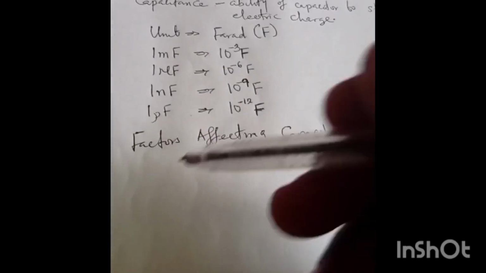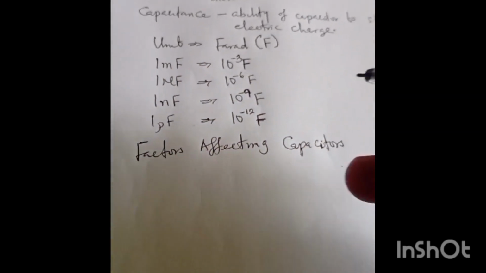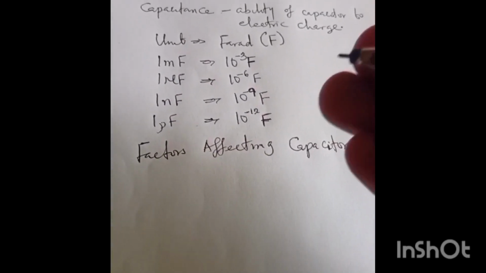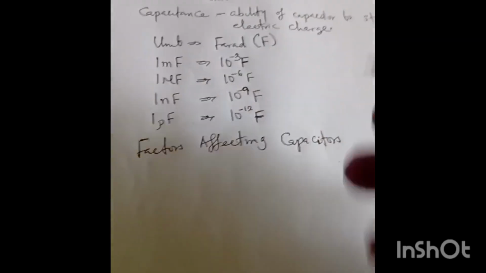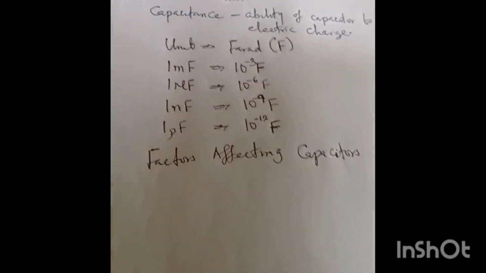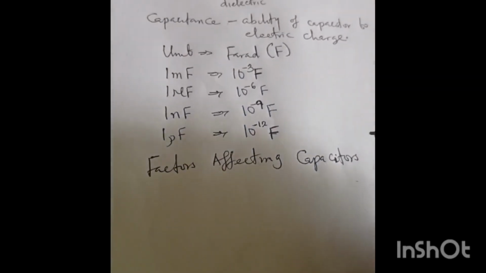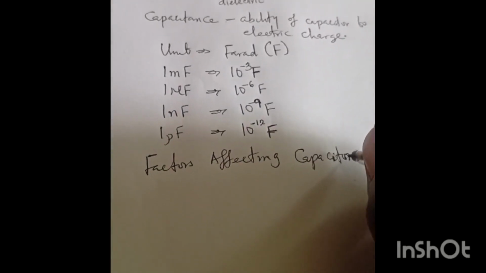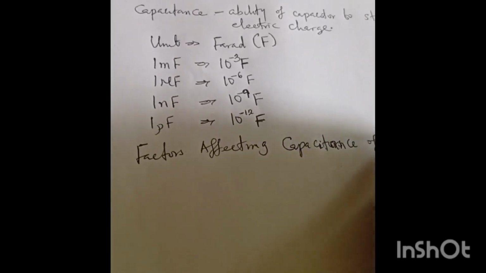So, factors affecting capacitors, or we can also say the capacitance of capacitors depends on the following. We are saying the same thing. I can say factors affecting capacitors or affecting the capacitance of a capacitor. Maybe I should spell it like that: capacitance of capacitors.